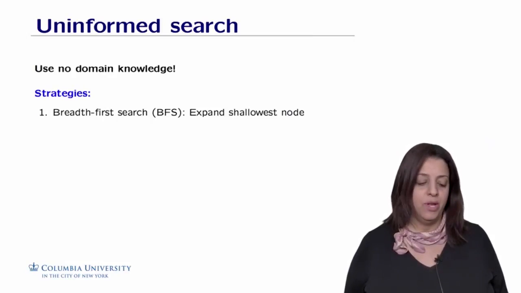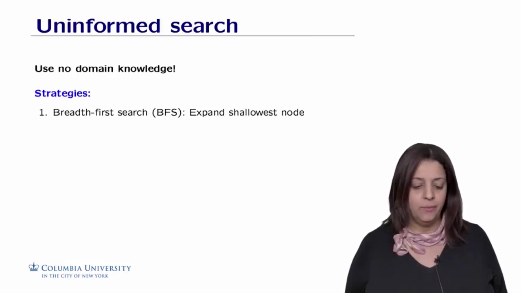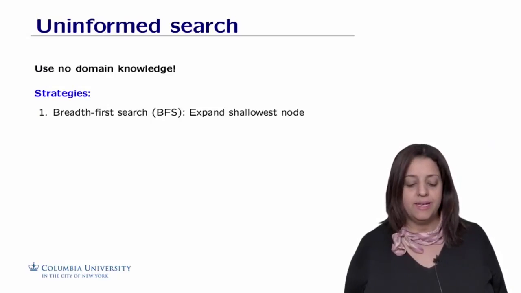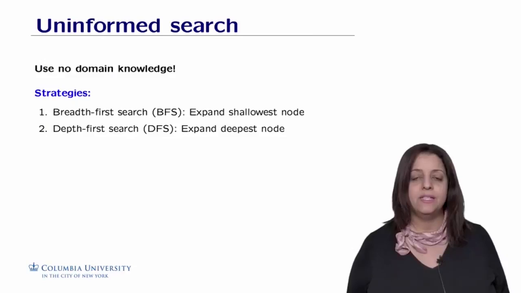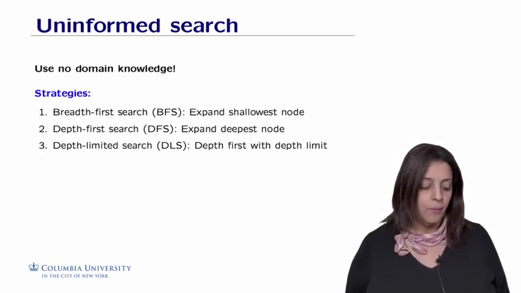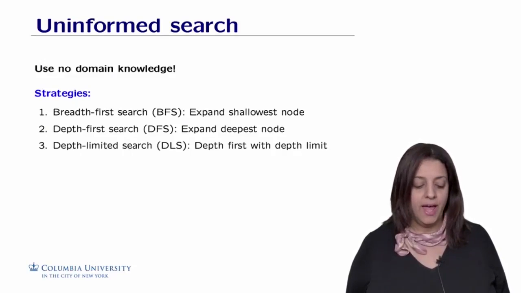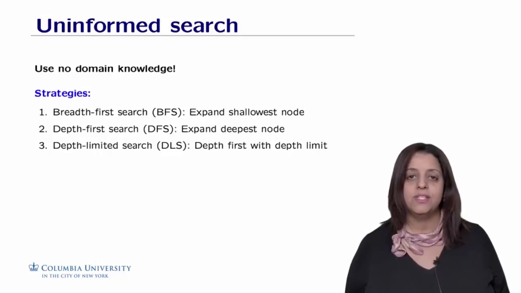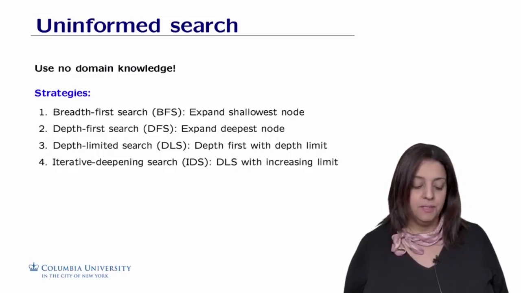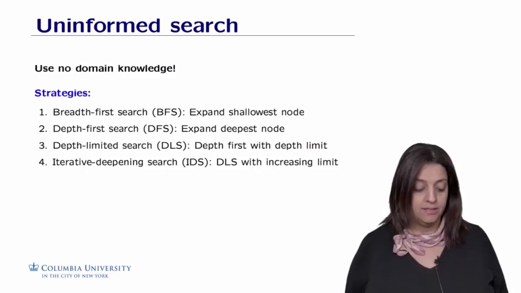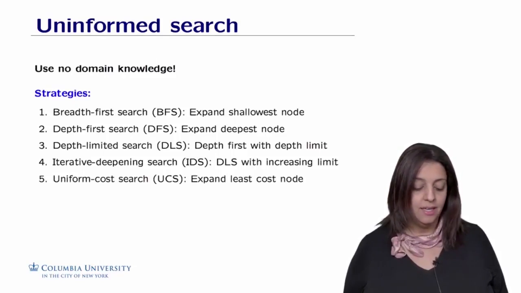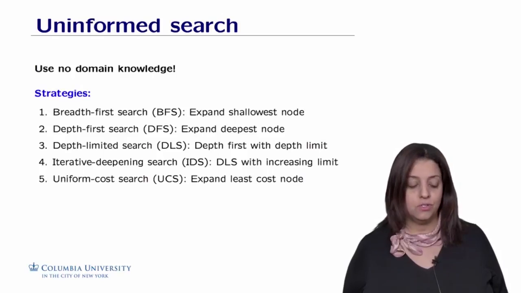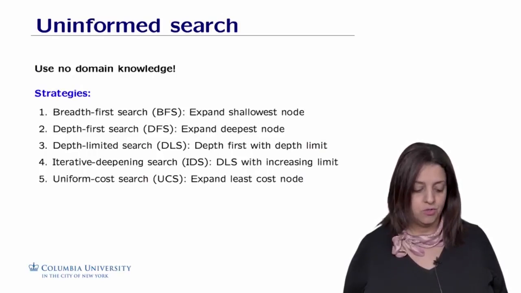It could be a breadth-first search, or BFS, in which we expand in the search space the shallowest node. Depth-first search, or DFS, expands the deepest node. We could do something that's combined, in which we have some depth-first search with some limit. Iterative deepening search allows us to do a depth-limited search with an increasing limit. And finally, we could expand the least cost node, in the uniform cost search strategy.